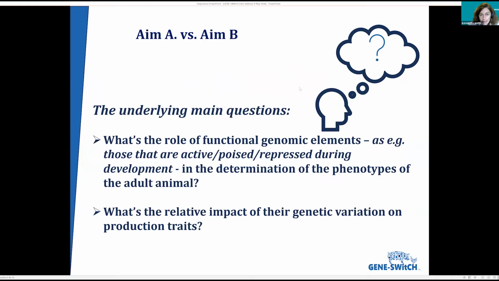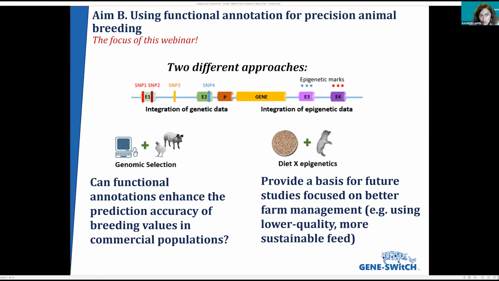The underlying question for moving from aim A to aim B is, what's the role of functional genomic elements in the determination of the phenotypes of the adult animal? Of course, here we will gain new knowledge, especially of those elements that are active, poised, repressed during development. And the main question as well is, what's the relative impact of the genetic variation of these elements on production traits? So we go to aim B.